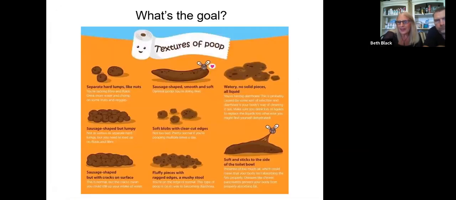So what's the goal here? I don't go a day without talking about poop. I'm sorry. Well, no, I'm not sorry. It's an important topic. As an occupational therapist, when I worked in the different rehab units, all the old people talked about was their poop for the day. But it's important, because let's think about this.